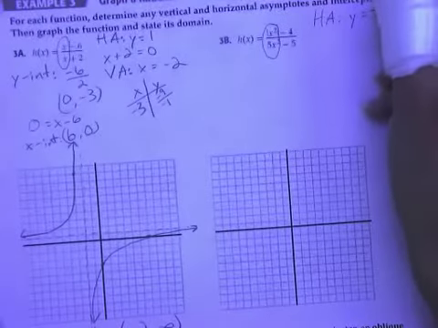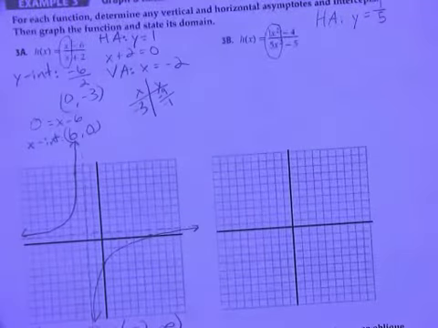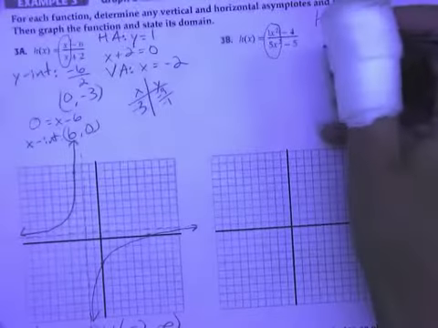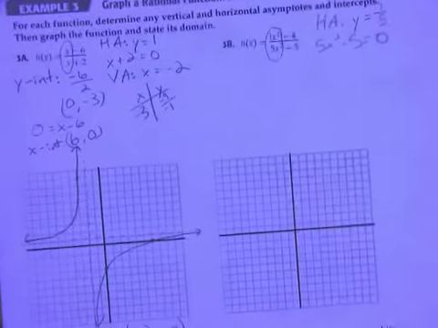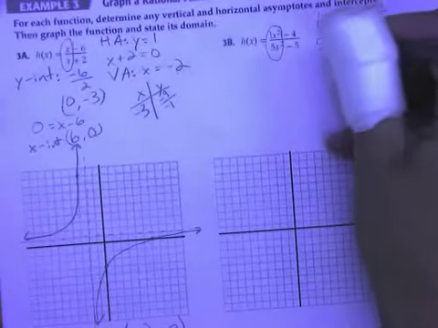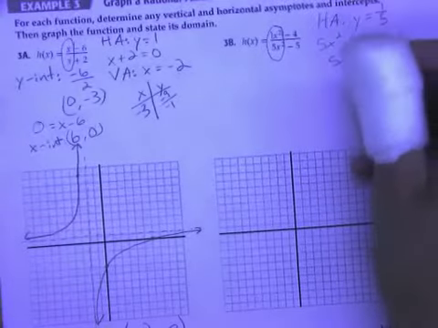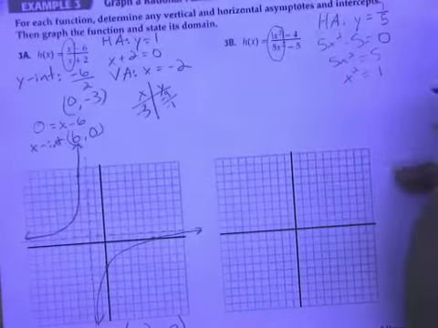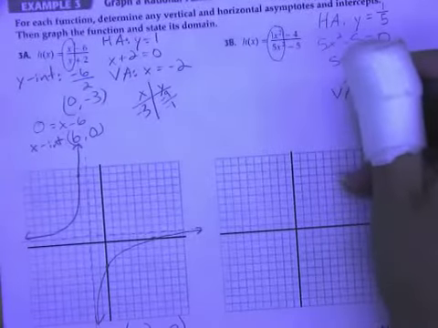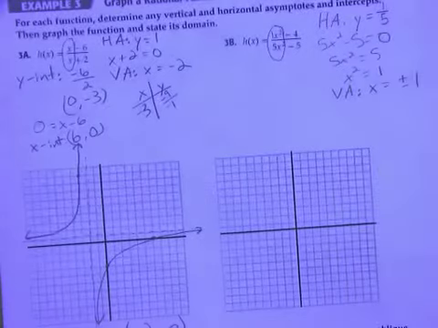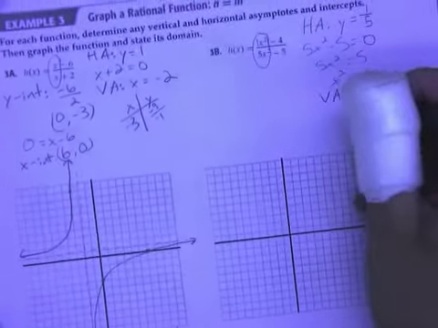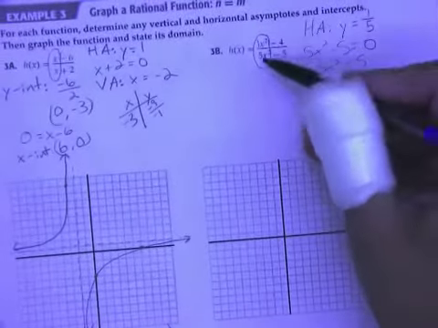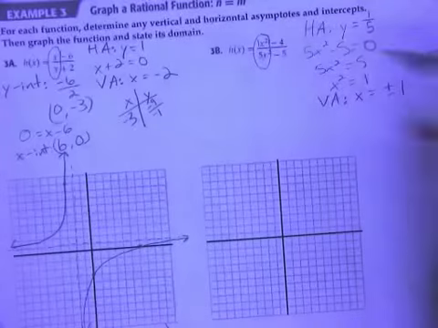So my horizontal asymptote is y equals the quotient of these coefficients. There's a 1 there. So y equals 1/5 is my horizontal asymptote. My vertical asymptote I find by taking 5x squared minus 5 and setting it equal to 0. And that means 5x squared equals 5, x squared equals 1, and my vertical asymptotes are at x equals positive and negative 1.